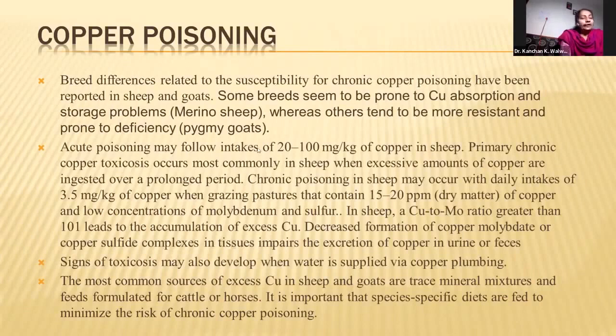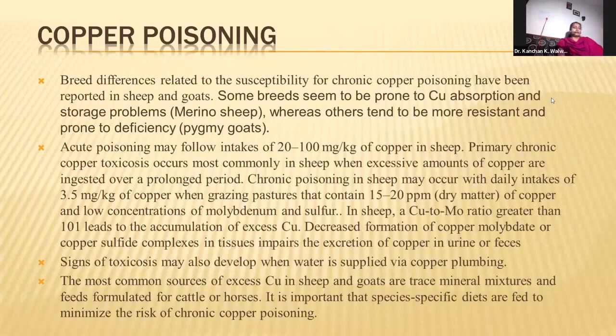So acute poisoning follows if the animal takes 20 to 100 milligram of copper per kg per day. Primary copper toxicity is seen in sheep when there is an excessive amount of copper intake for a long period of time. Actually, when copper is taken in huge quantity all of a sudden, there is acute toxicity. But if it is taken over a long period, then this copper is absorbed and stored in the liver, and later on it is released, leading to chronic copper poisoning in sheep.